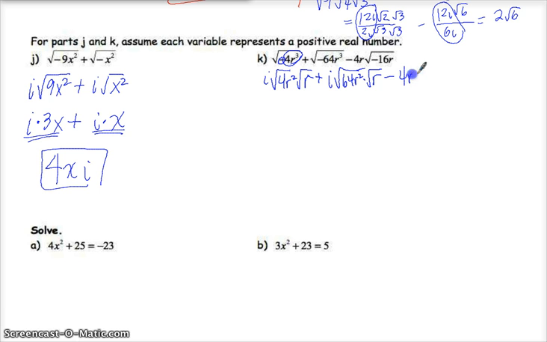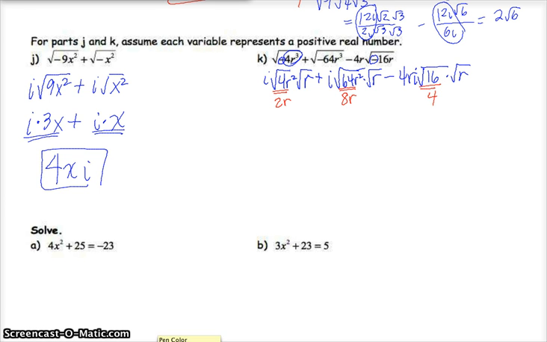And then minus 4r, I'm going to take out an i because of the negative sign. And then I have the square root of 16 is my perfect square, r is my non-perfect square. So what is the square root of 4r squared? That's 2r. Square root of 64r squared, that's 8r. Square root of 16, that's 4.